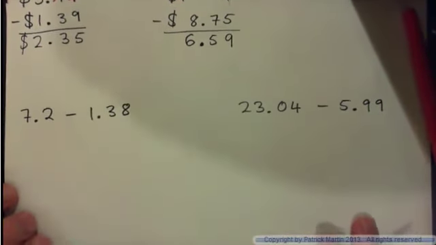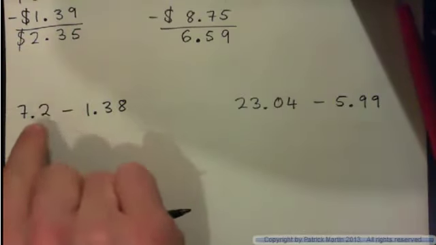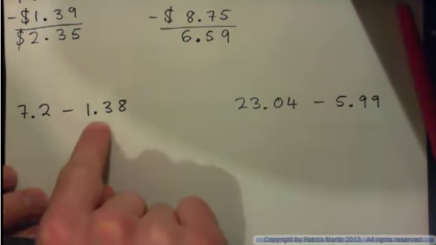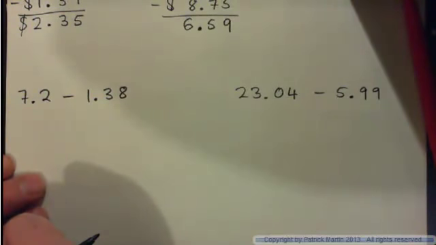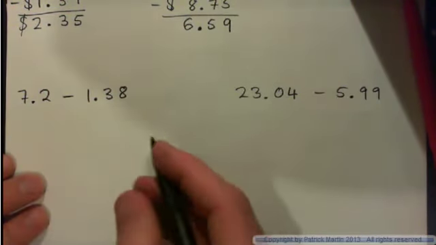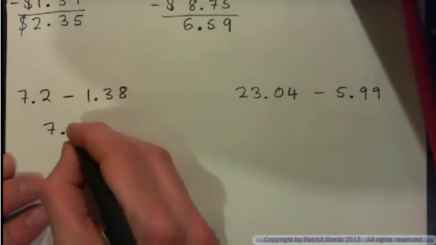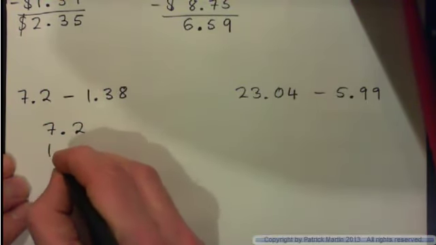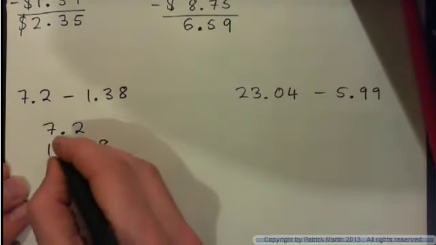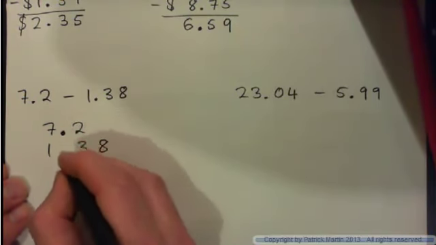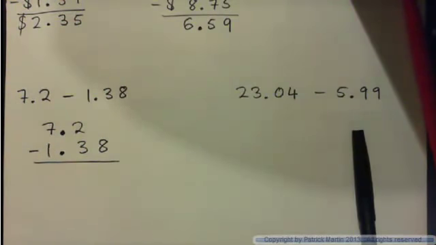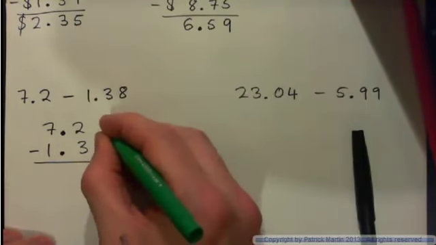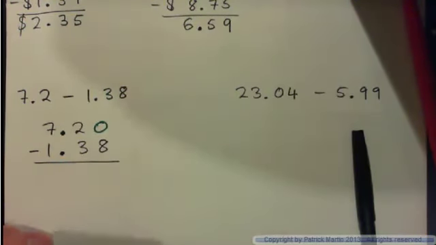Okay, so see what happens when you do this. 7.2 subtract 1.38. How are you going to line this guy up? Okay, let's see. 7.2 and then 1.38. Trick is make sure the decimal points are underneath each other, right? We're going to subtract now, right? And once again, we should really put a 0 in that empty space. See that empty space? Let's stick a 0 there, okay?